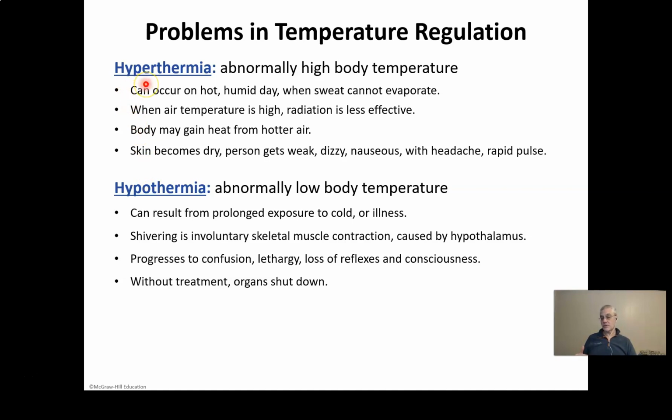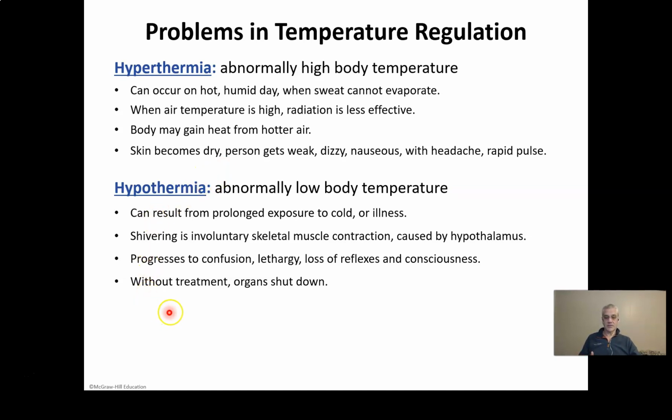With hyperthermia, you could be at 39, 39.5. Your skin becomes dry. You get weak. You get dizzy. You get nauseous, headaches, rapid pulse. These are all ways in which your body is trying to deal with that excess body heat. It's trying to get rid of it, but it's not being successful.